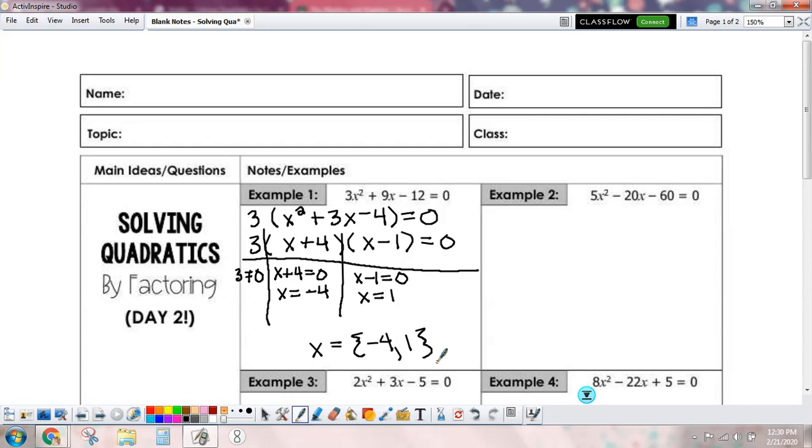All right, so number 2. Same idea, we want to pull out that common factor first, and between 5, negative 20, negative 60, 5 is our greatest common factor. So I'm going to go ahead and pull out 5, and I'm left with x squared minus 4x minus 12 equals 0. And then I can go ahead and factor this, and I have 5 times x minus 6 and x plus 2.